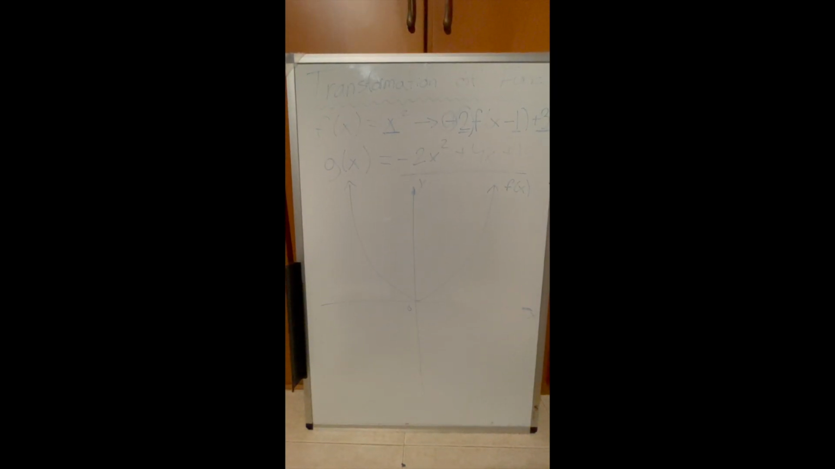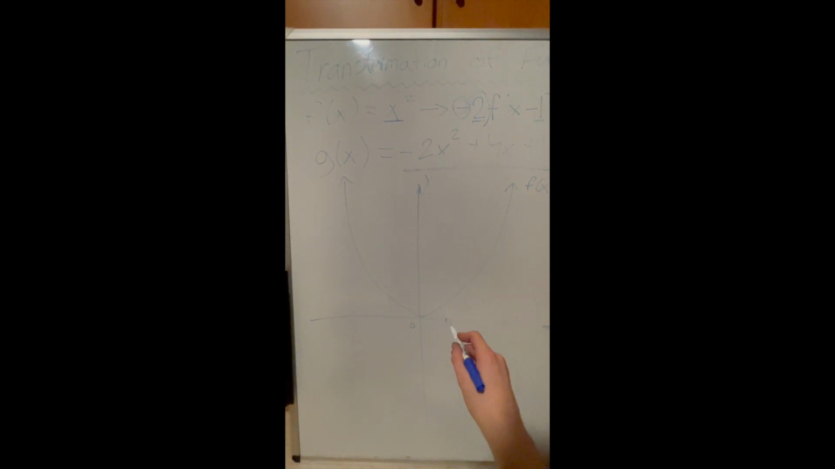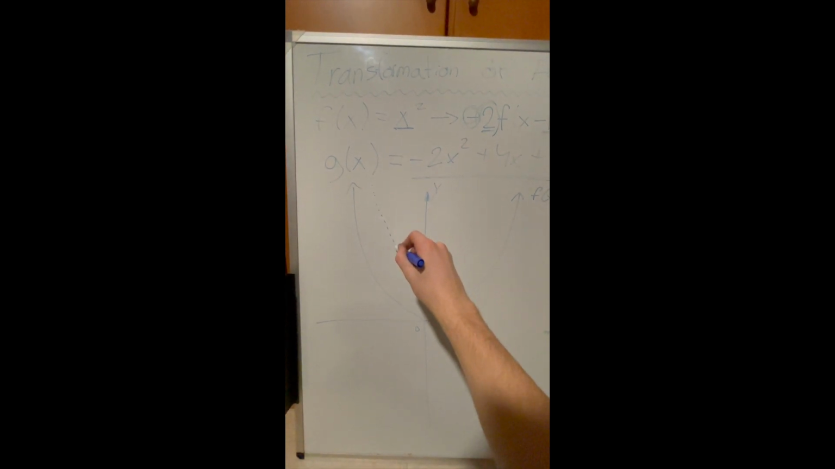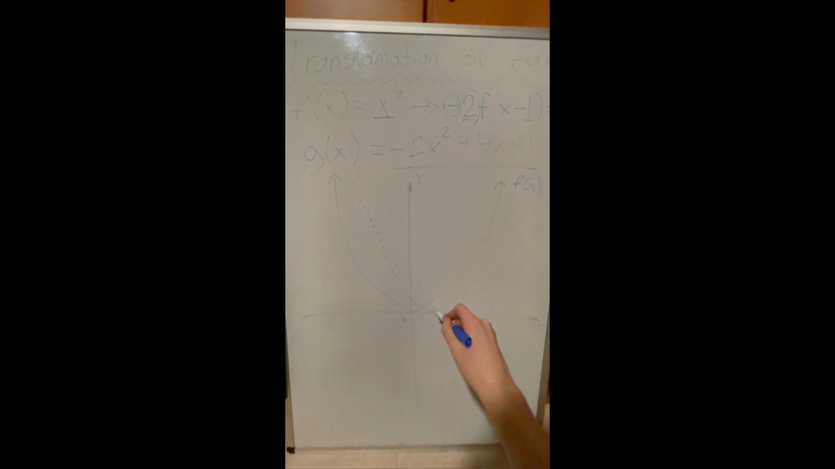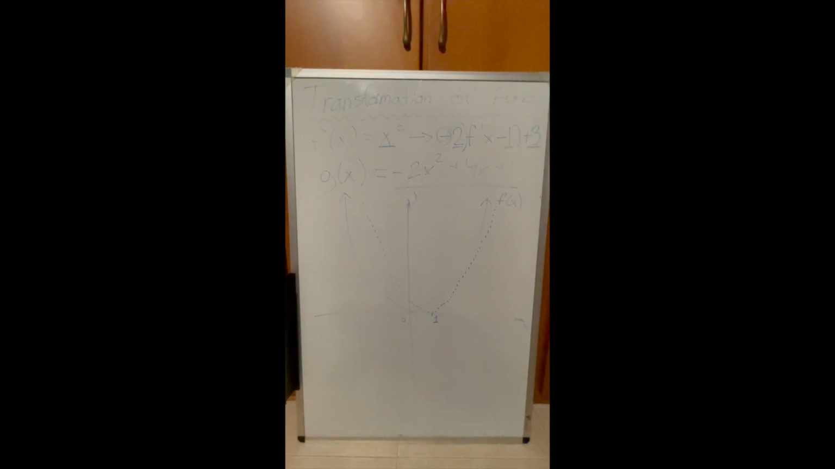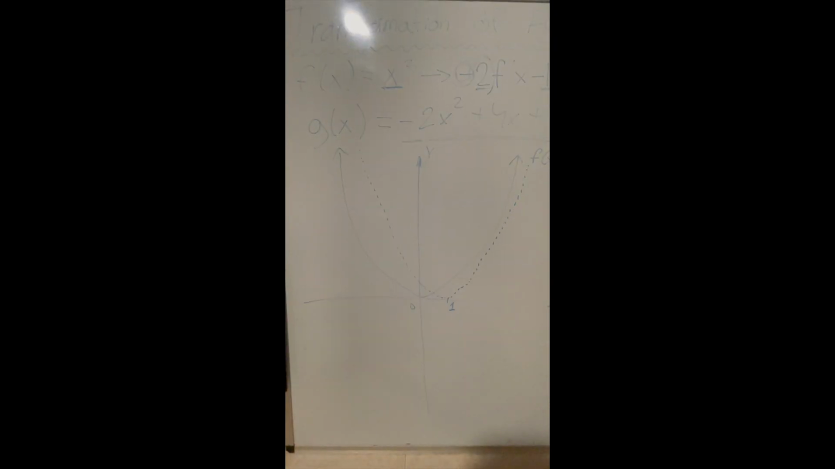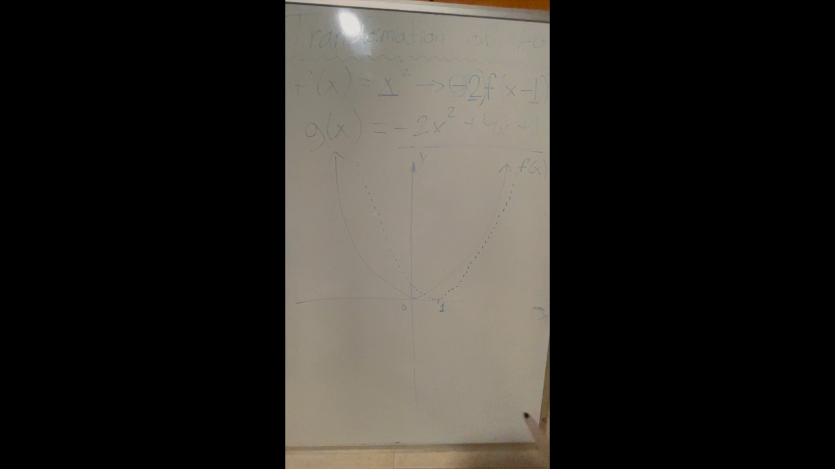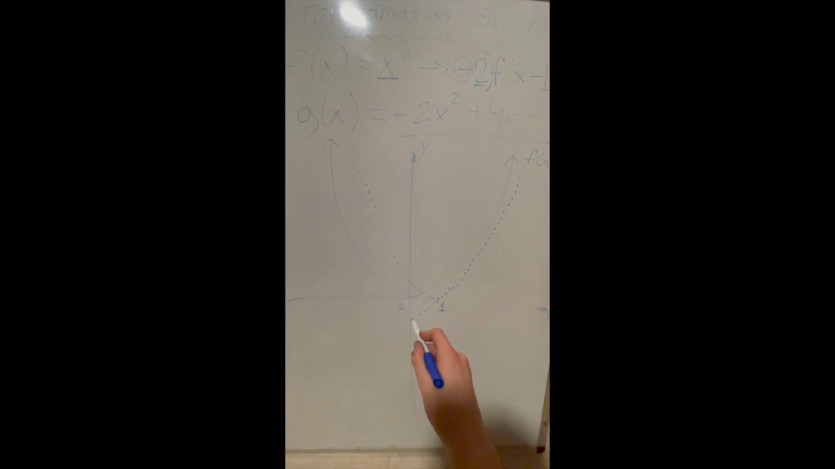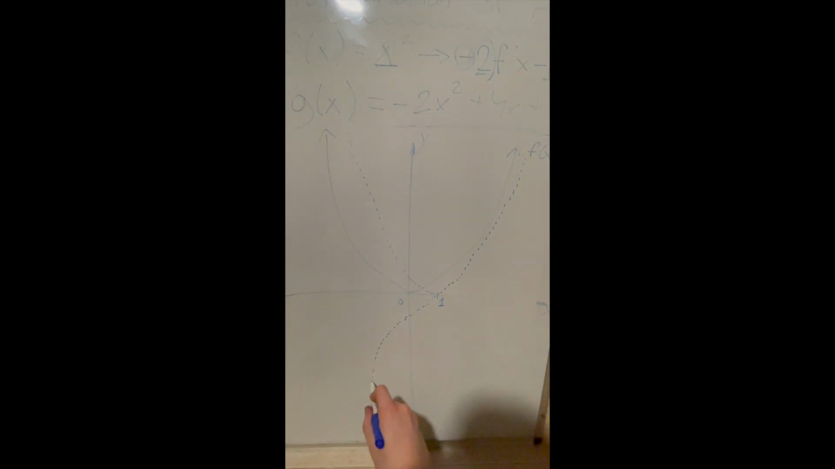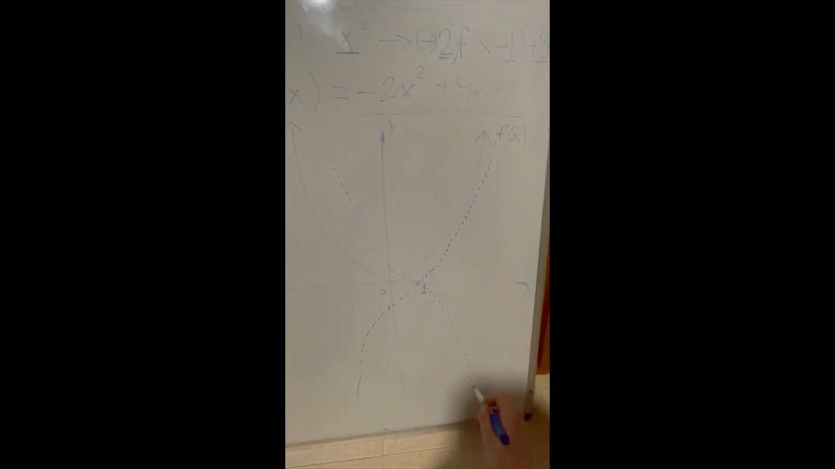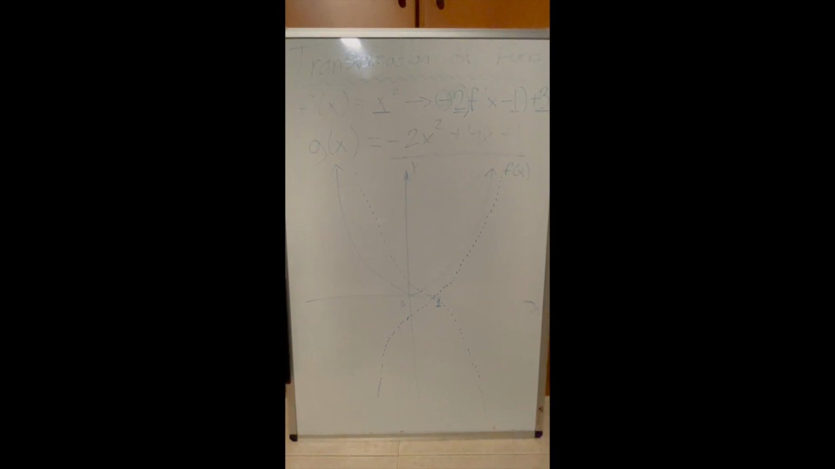So let's move our function 1 unit to the right. This would be 1. Let's say this is 1. Let's do this. This is our first step. Our second step is to reflect this on the x-axis. And this is just done by flipping this to here. That is our second step done.